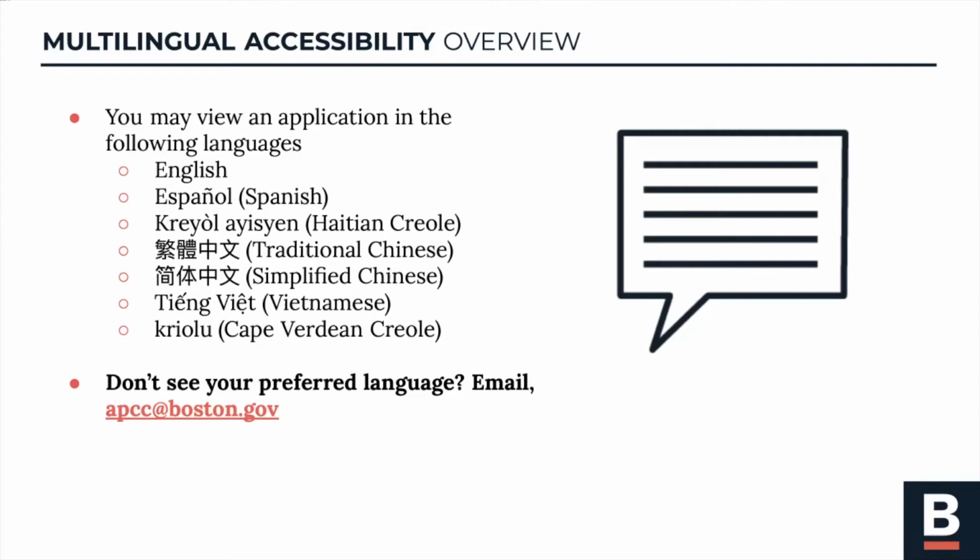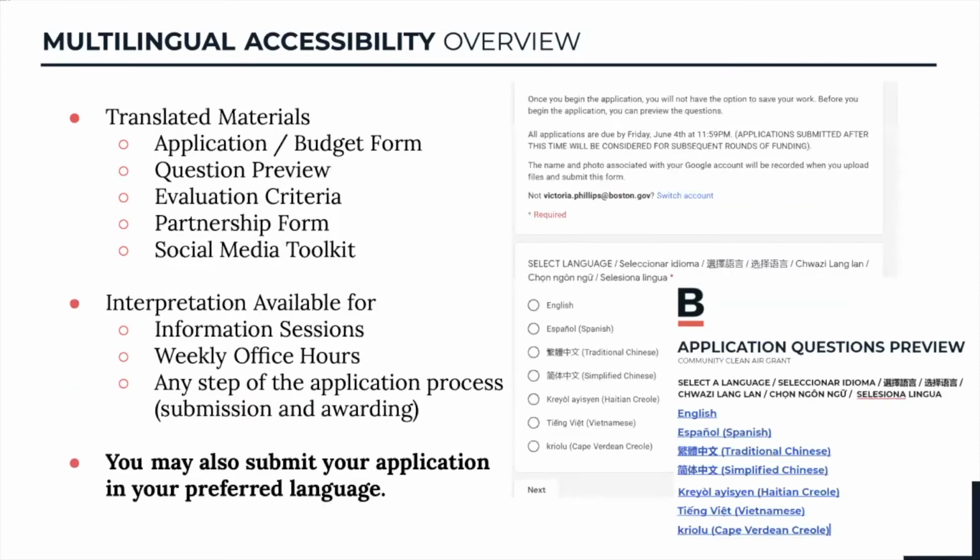So if you don't see your preferred language, please do email us and we will coordinate with you and our vendors to make sure the materials are translated. So you can see the email down there. It's apcc@Boston.gov. And then on the next slide, just to give you a sense of everything.